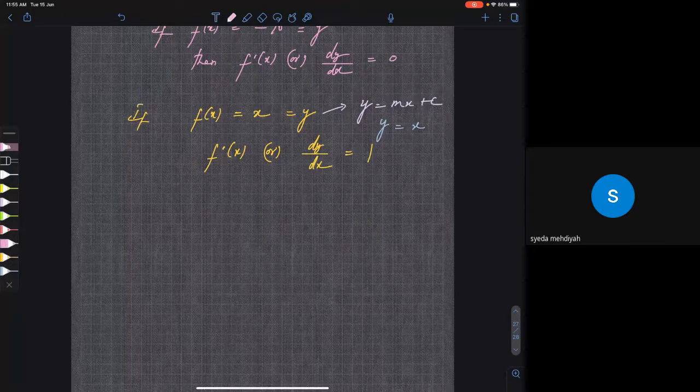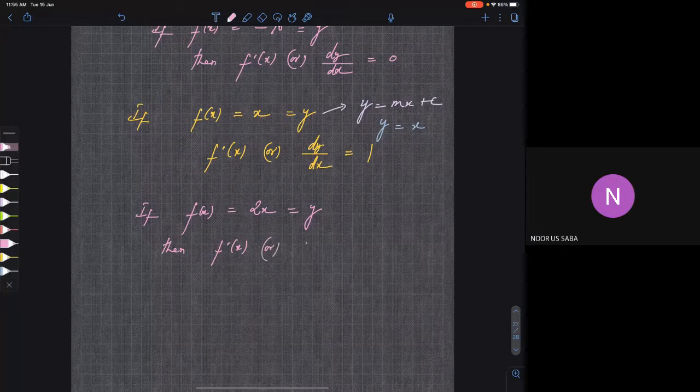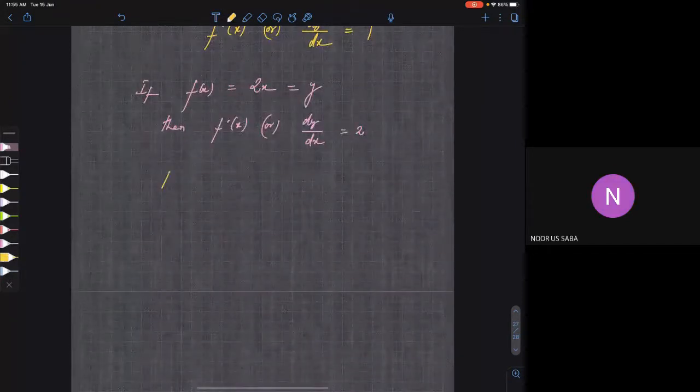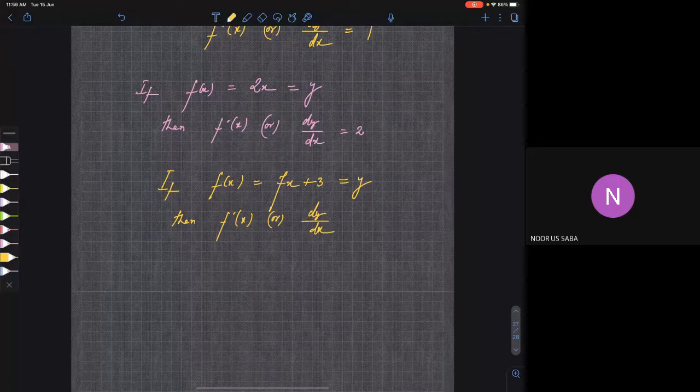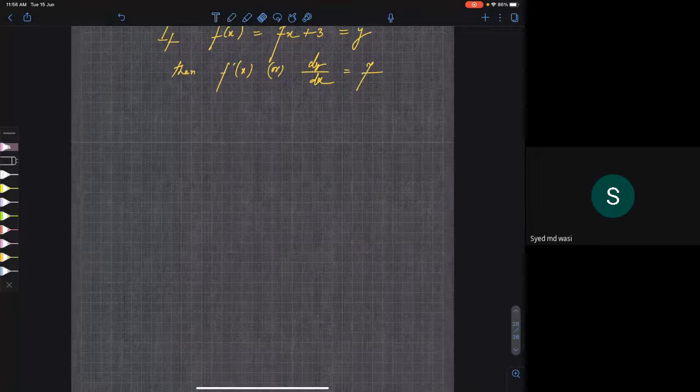Now tell me. If f of x equals 2x, or y equals 2x, then f dash of x or dy by dx equals 2. Very good. If f of x equals 7x plus 3, or y equals 7x plus 3, then f dash of x or dy by dx is 7. Okay.